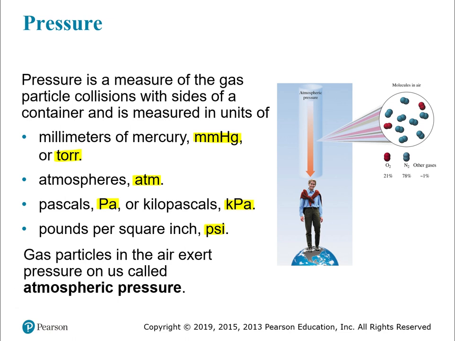The gas particles that are in our atmosphere exert a pressure on us. And that's a special type of pressure called the atmospheric pressure. Remember that the air is made up of all types of gas molecules. Most of it is nitrogen. Good amount of it is oxygen. And then there's a lot of other gases that fill in that last little bit. All those gases exert pressure on us.